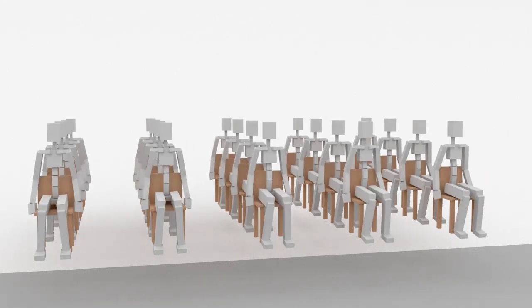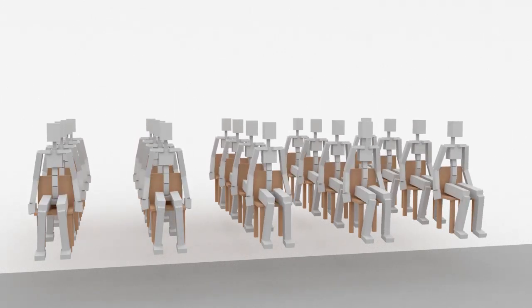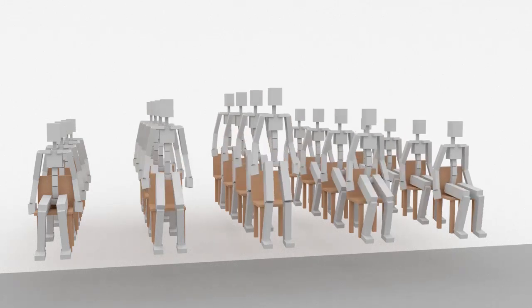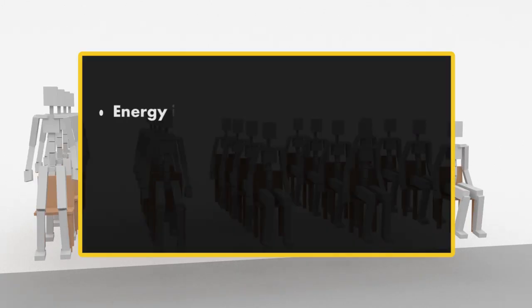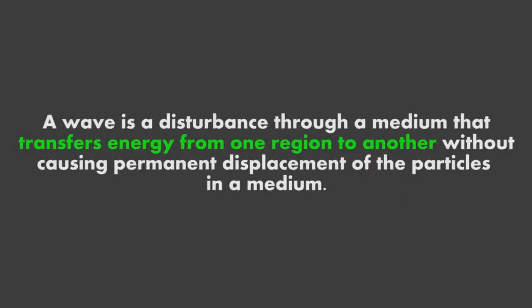The standing and sitting is similar to the up and down movement of particles in a medium like air, liquid and solids. Now that we know that as energy is transferred through a medium, it causes up and down movement of particles resulting in a wave effect, let's define a wave. A wave is a disturbance through a medium that transfers energy from one region to another without causing permanent displacement of the particles in a medium.